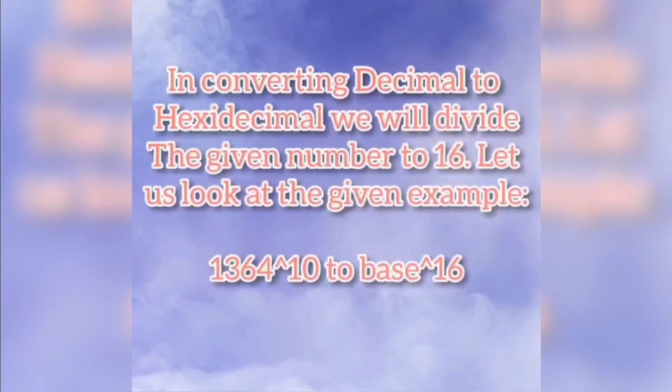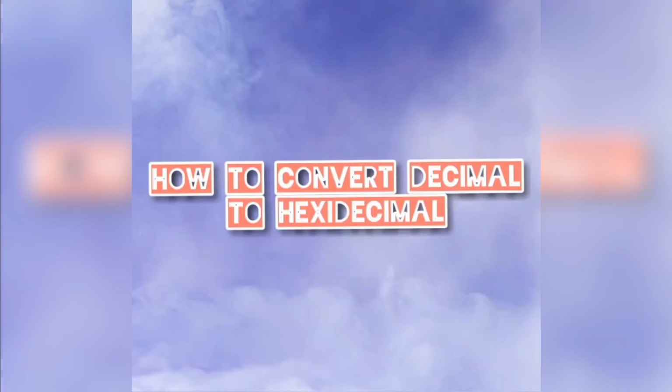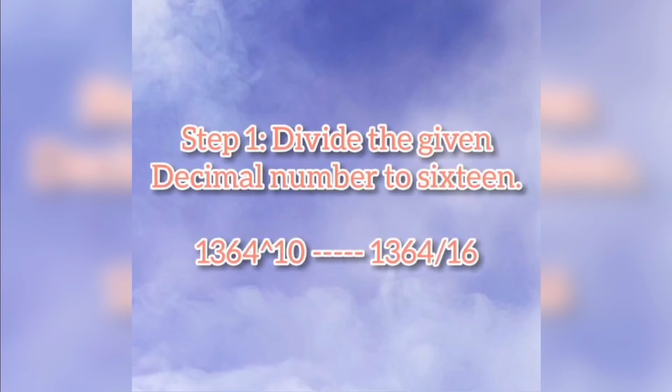In converting decimal to hexadecimal, we will divide the given number by 16. Let us look at the given example, 1364 base 10 to base 16. Now, let's see how to convert decimal to hexadecimal.